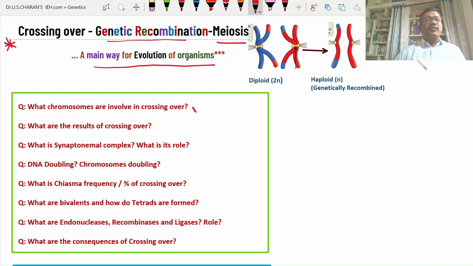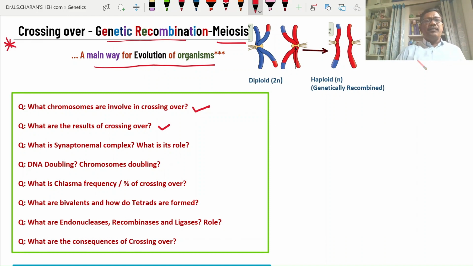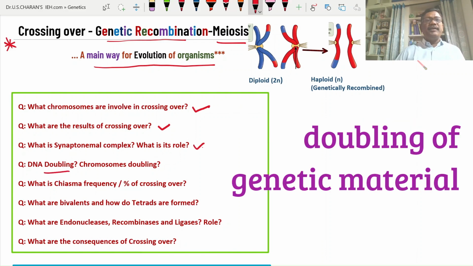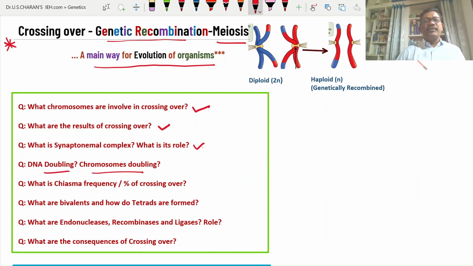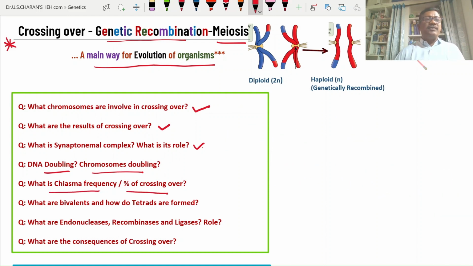Those questions are: what chromosomes are actually involved in the crossing over? If the chromosomes participate in the crossing over, what will be the product? Means, how do they produce the genetic recombinations? Some chromosomes are involved in the crossing over, some are not. Then, what is the synaptonemal complex? What is its role? What is DNA doubling and what is chromosomal doubling? What is chiasma frequency, or the percentage of crossing over?